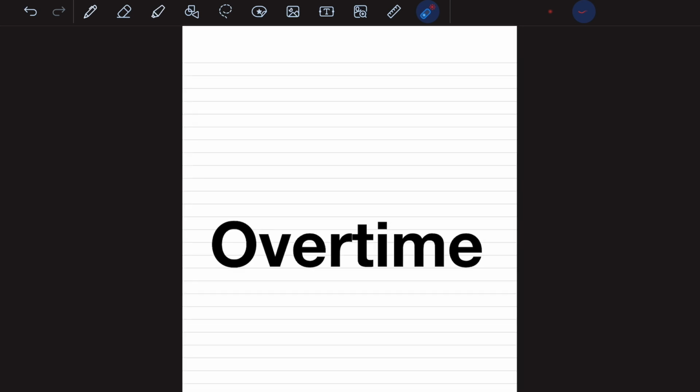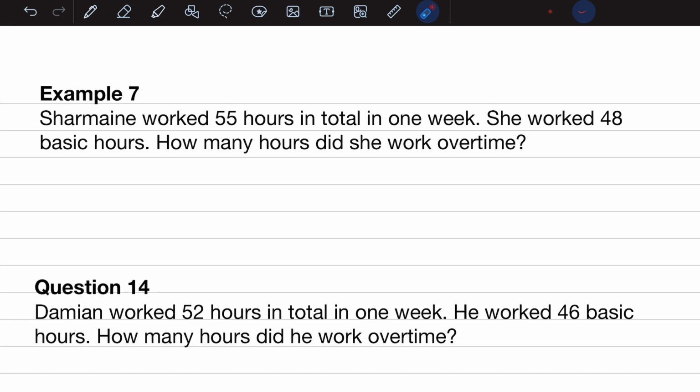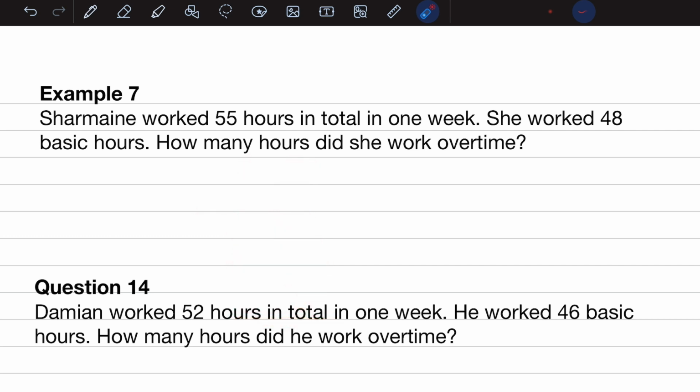Right, so let's look at some questions, and this will definitely help us to understand this subtopic better. So example 7. Charmaine worked 55 hours in total in 1 week. She worked 48 basic hours. How many hours did she work overtime? Right, so that's simple. We can simply say 55 minus 48. This will give us 7. That's 7 hours overtime. Right, so go ahead and take down example 7 and try question 14.